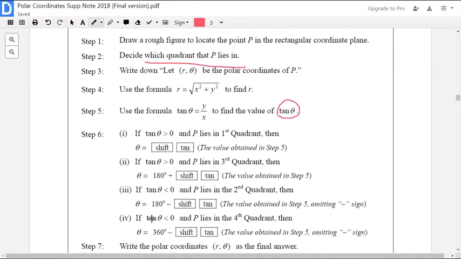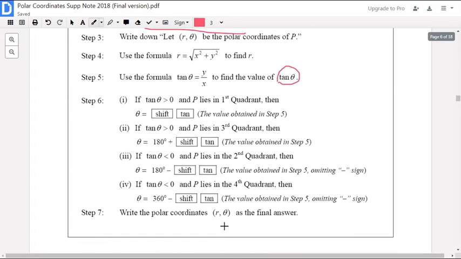The last case: if tangent theta is less than 0 and P lies in the fourth quadrant, then calculate y over x, omit the minus sign, and press shift tangent on your calculator. You will get an angle. Take 360 degrees minus this angle. You'll get the value of theta. Now, after step 6 you know the value of theta, and from step 4 you know the value of r. Write down the polar coordinates (r, theta) as the final answer.